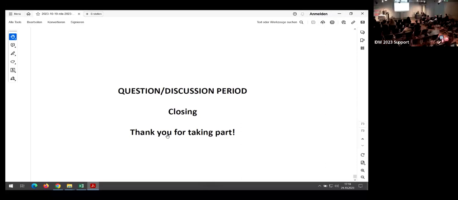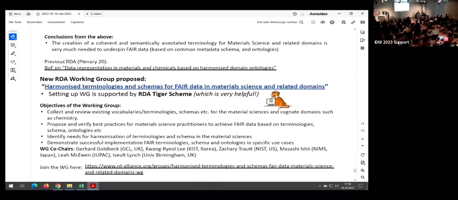And so where you would sign up is on the RDA site? Yeah, on the RDA site, I've got the link here. You would also find it by looking for the working groups. It's under groups, harmonized terminologies and schemas, FAIR data, material science. It's still at the proposed phase, right? At the proposed phase, but the link is on the RDA site. Okay. So that'll be put in the collaborative notes if people are interested in following up and potentially joining. Yeah, I'll put it. Oh, I can put it in as well.